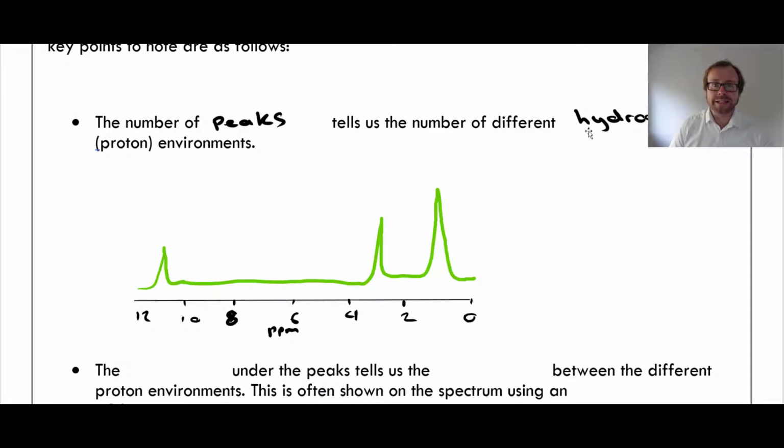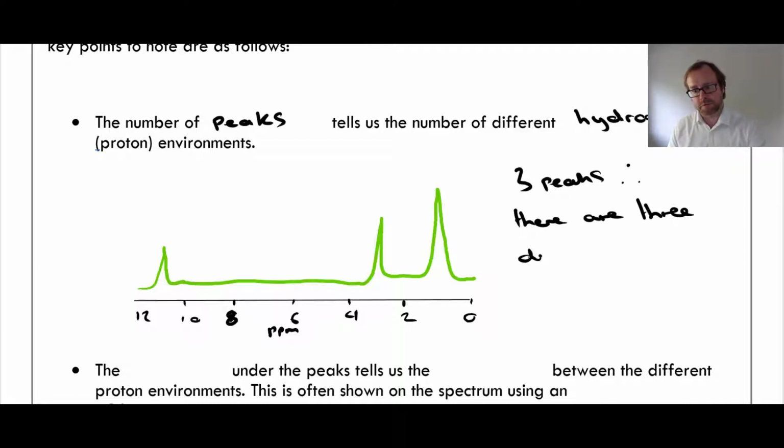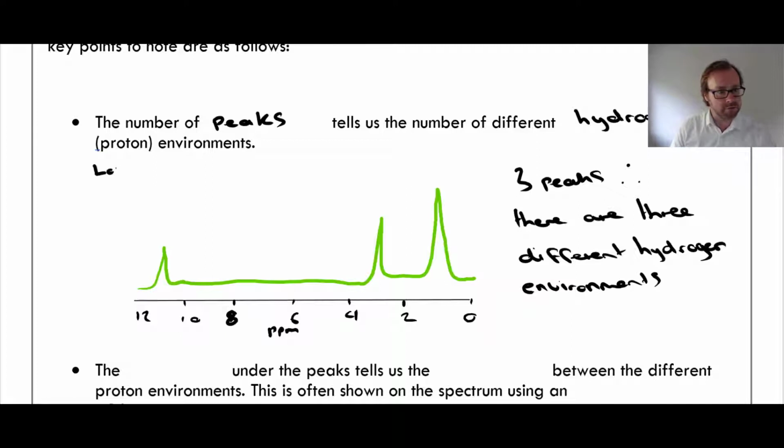For example, this is a spectrum that I've drawn. In your exams or on the internet, you'll see slightly better drawings than mine. How many peaks do we have? Well, we have 1, 2, and 3. So there are 3 peaks. Therefore, there are 3 different hydrogen environments. All of these examples now are low res spectra.